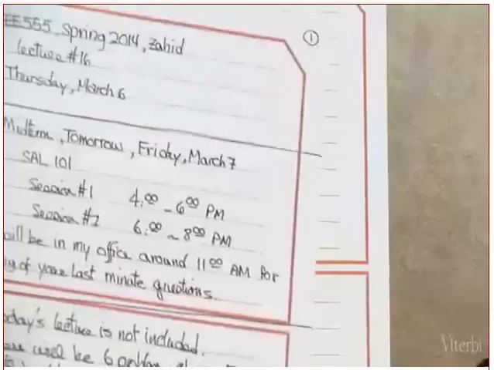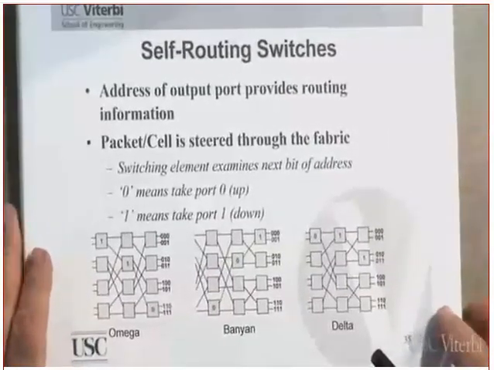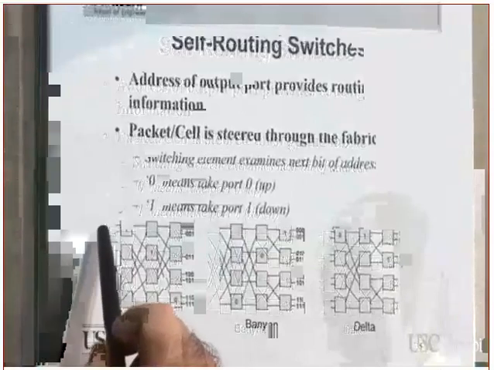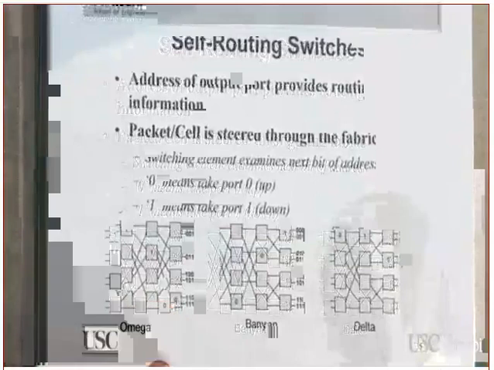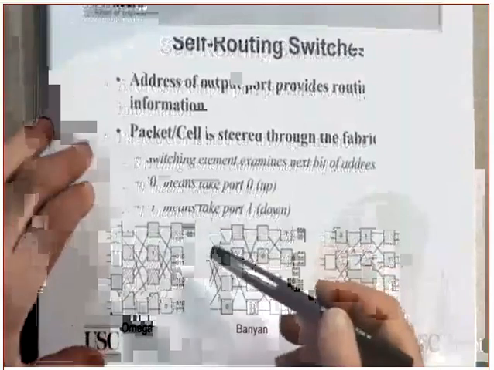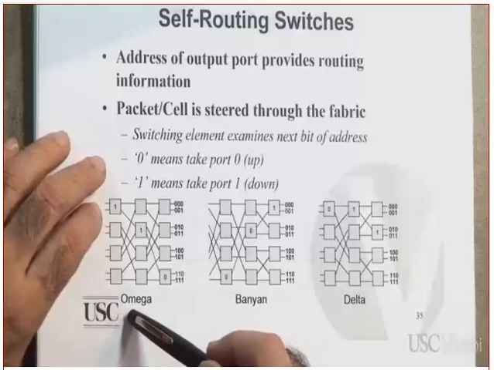Okay. Let's continue our discussion by looking at the types of switches that we call self-routed. Those switches are a very popular type of architecture because they allow you to switch the incoming packets or cells without having to look up a table. But of course, they are limited in their ability. As you will see in just a couple of minutes, they are not very scalable, but they are widely used. One of them is called the Omega switch, the other is called the Banyan switch, the third one is called, and so on. They differ from each other in their internal connectivity.